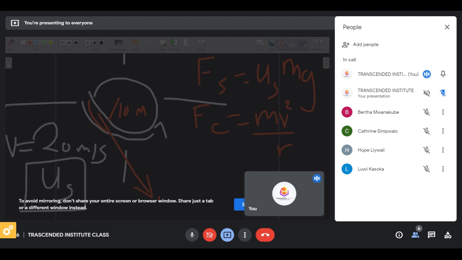Okay. So you're supposed to equate the two formulas. Get the first one: mu s mg should be equal to mv squared over the radius. Okay. So the mass is not actually important because it's common on both sides. So for you to find your coefficient of friction, you're supposed to divide by gravity. So v squared over r multiplied by gravity. For your answer, you just have to say 20 squared divided by 20 multiplied by 10. Okay?